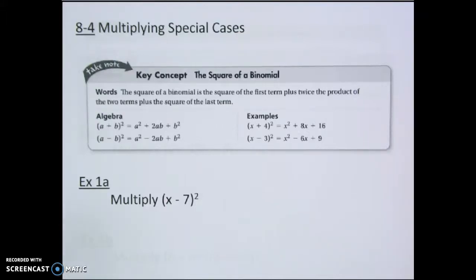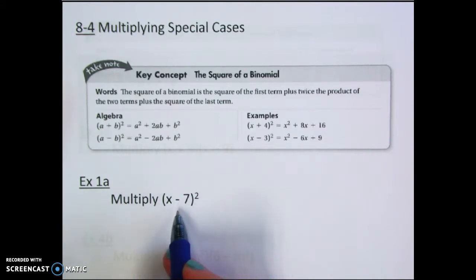Multiplying special cases. There's two different kinds of binomial multiplication problems that are kind of a special case. Believe it or not, there's just an extra little thing that you have to think about. Really, they're the same thing.